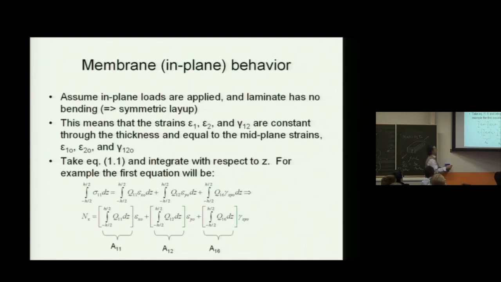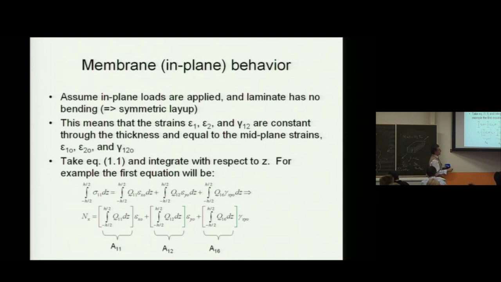with respect to z. So if I take the first one, I had sigma 1, 1 was q11 epsilon x0 plus q12 epsilon y0 plus q16 gamma xy0. So I just integrate everything with respect to z. I know by the definition we just introduced that the left-hand side is my nx, the force per unit width. And then, because I said this is all in plane, and this is a constant strain, epsilon x0, epsilon y0, and gamma xy0 with respect to z, I can take those strains outside the integrals.